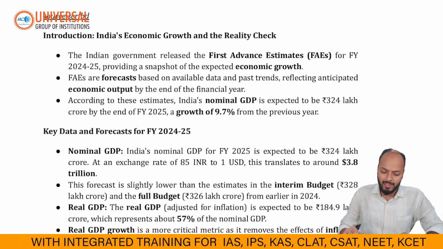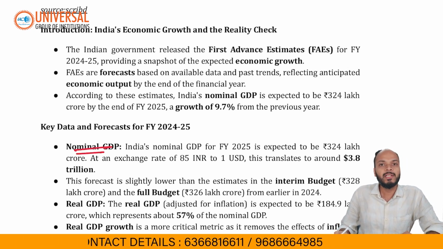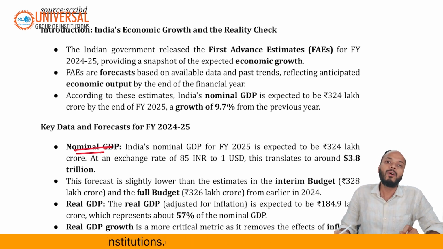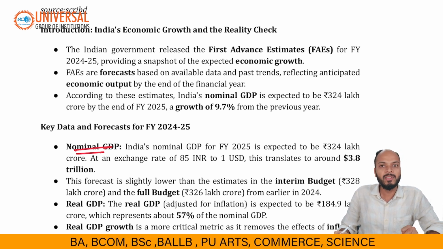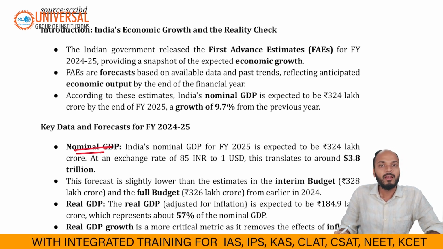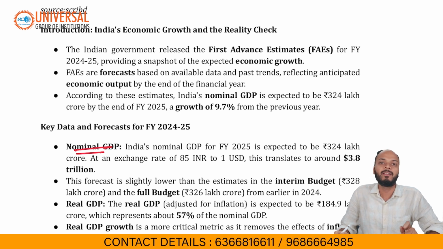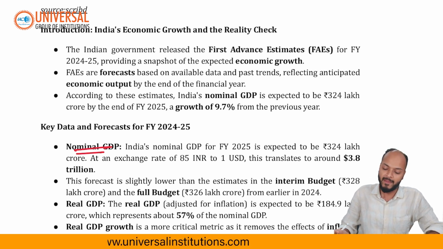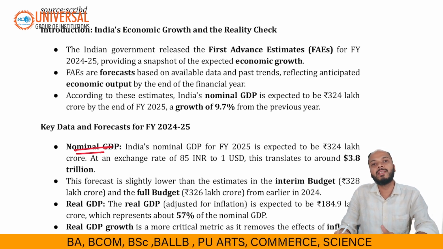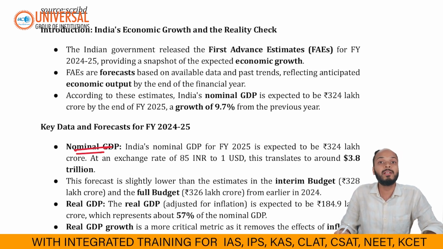So coming to this, first let's understand what is nominal GDP. Firstly, what is GDP? GDP is the total value of all the goods and services produced in an economy in one financial year. Now, if we take the prices of goods and services in the current year, we get nominal GDP. So what is nominal GDP? All goods and services produced multiplied by the prices of the current year. This gives us nominal GDP.